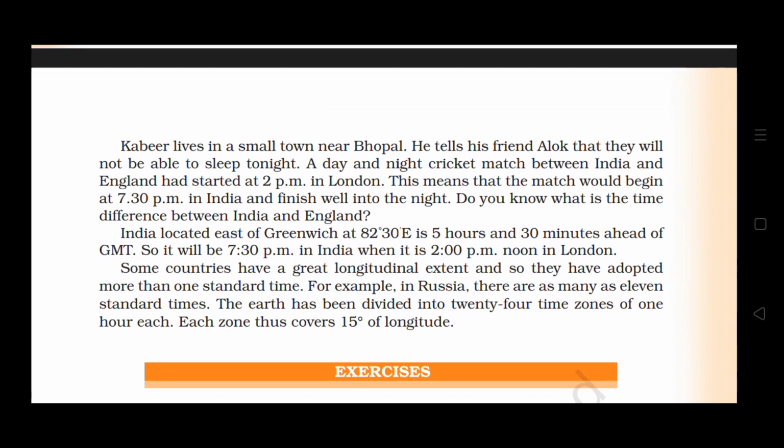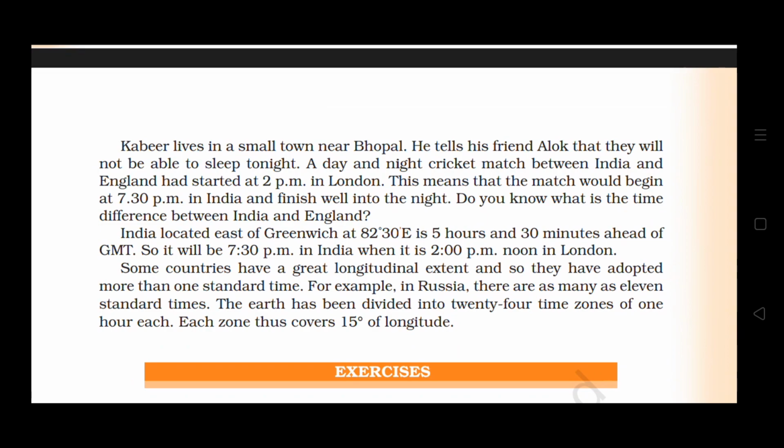So do you know what is the time difference between India and England? India, located east of Greenwich at 82 degrees and 30 minutes east, is 5 hours and 30 minutes ahead of GMT. So it will be 7:30 p.m. in India when it is 2 p.m. noon in London. So that is the main difference in time.